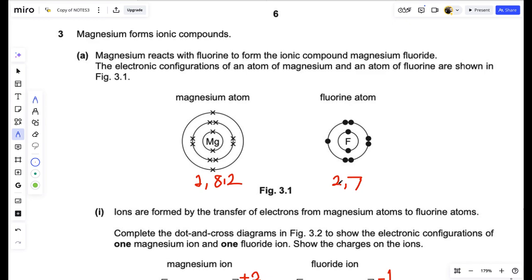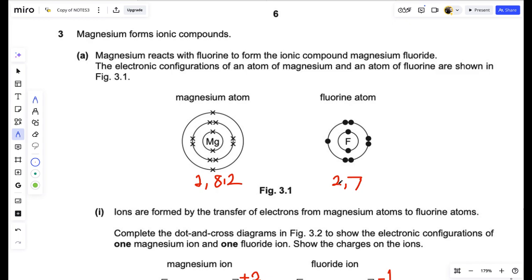Third shell has 2 electrons because the atomic number is 12. So it will lose 2 electrons. So it's an ionic compound. Atoms that lose electrons or gain electrons form ionic compounds. Covalent ones are the ones that share. They don't lose, they don't donate. Okay. Magnesium reacts with fluorine to form the ionic compound magnesium fluoride. Right? Remember, fluorine is in the halogen family.